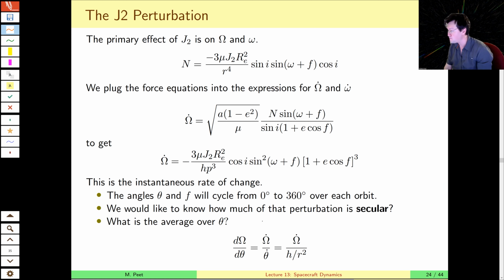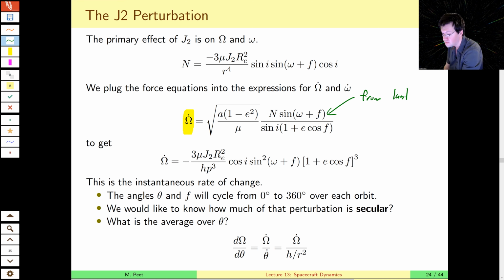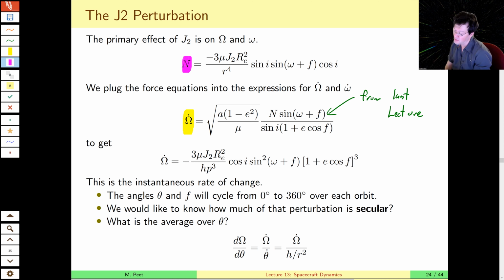So the first element that we're going to consider is right ascension. Right? So if you remember our formula for right ascension, this is it, from last lecture. And so everything we've been doing up till now is obtaining the expressions for R, T, and N. For this orbital element, the only one we need is N. Right? So the only force we need is N, because this is the component of the force normal to the orbital plane, right? The one that changes the angular momentum vector, rotates the orbital plane.